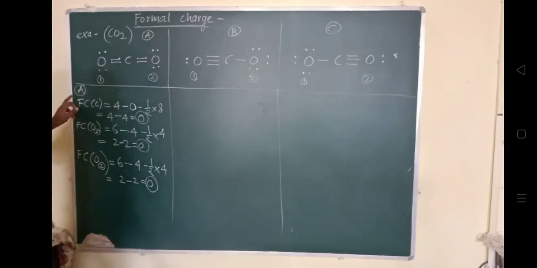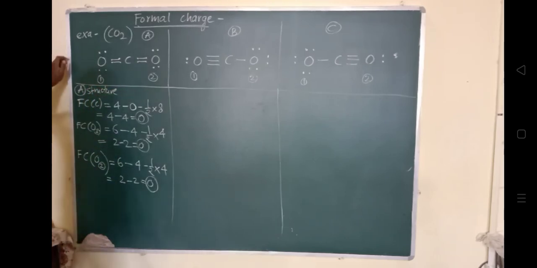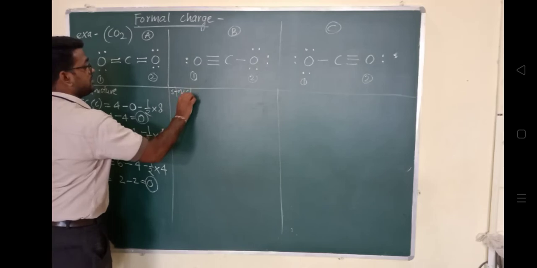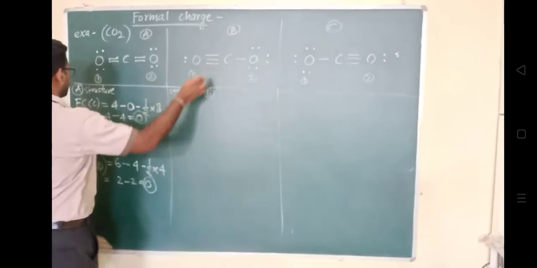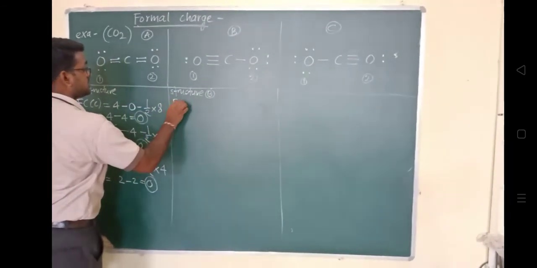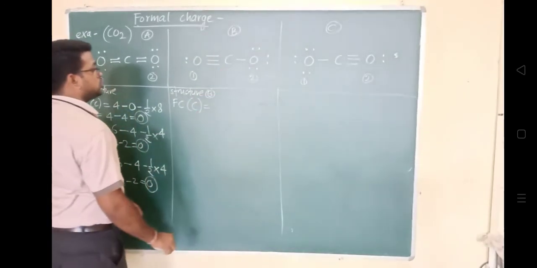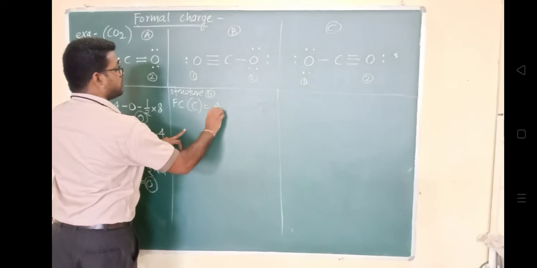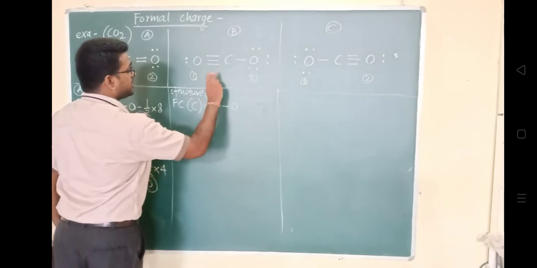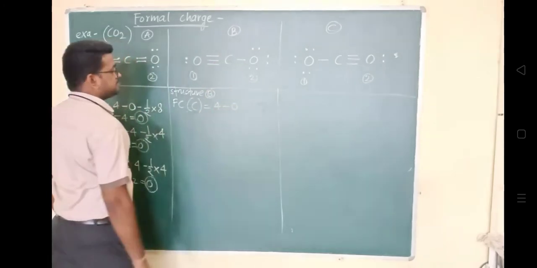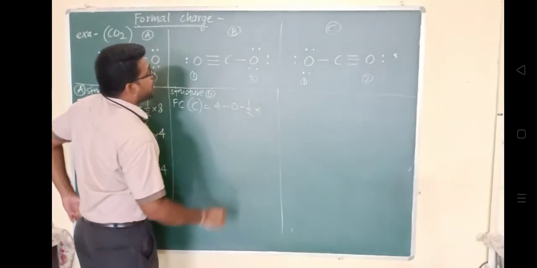In the case of structure A. Now we will check for structure B. For structure B, we will find out the formal charge for the first carbon atom. Check how many total valence electrons, 4, minus how many are non-bonded. Not even one, it is zero, meaning zero non-bonded electrons. Then next, minus 1 by 2 into the total number of bonded electrons.